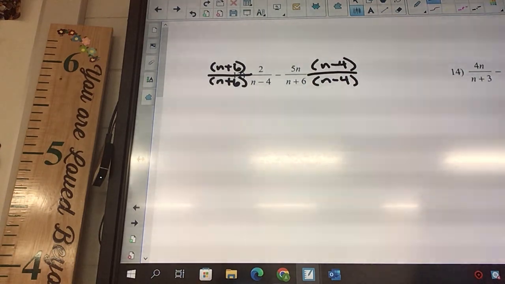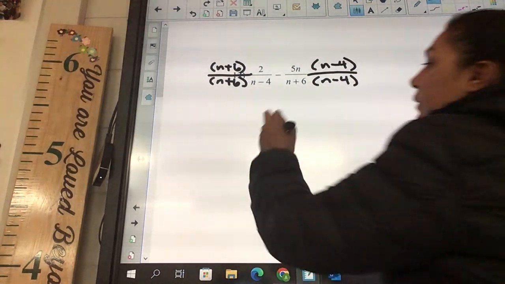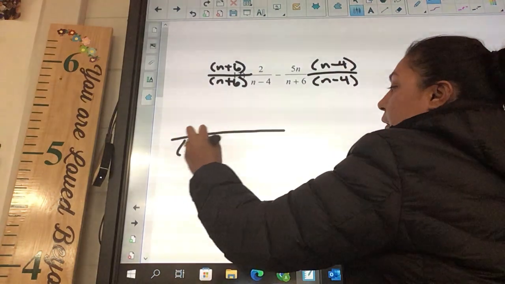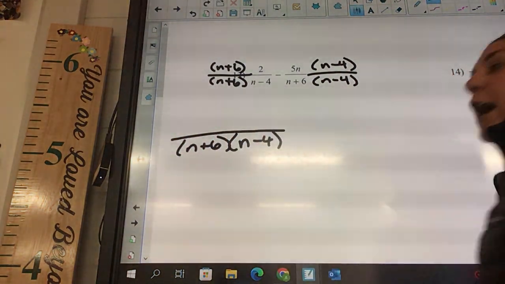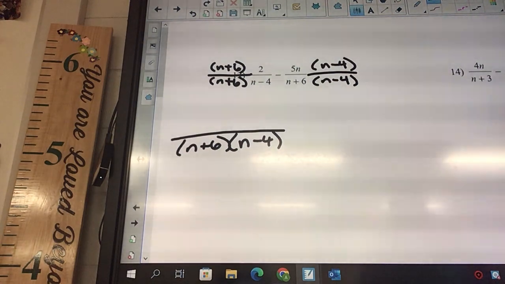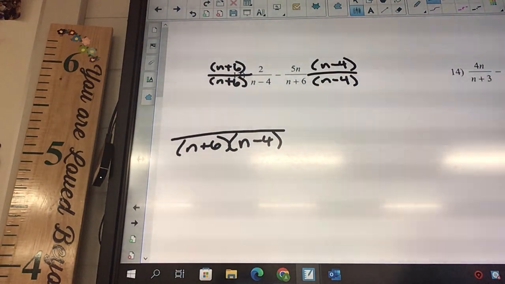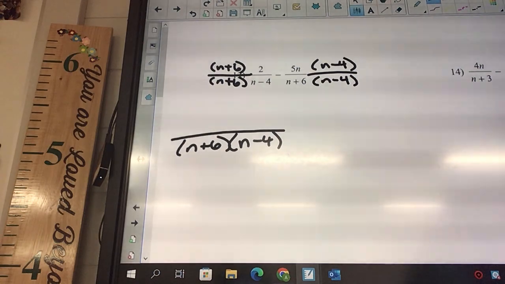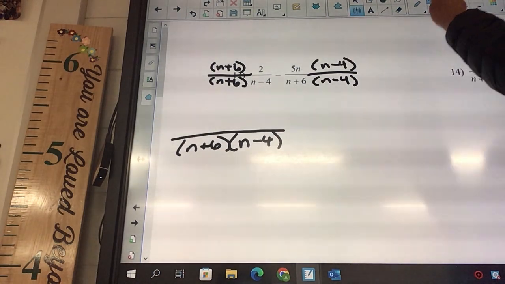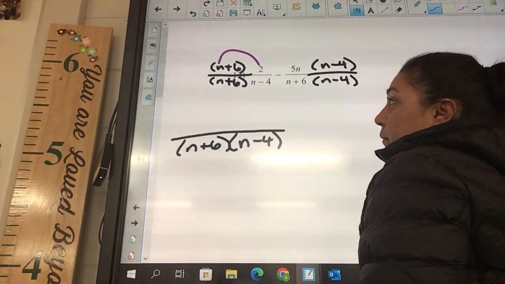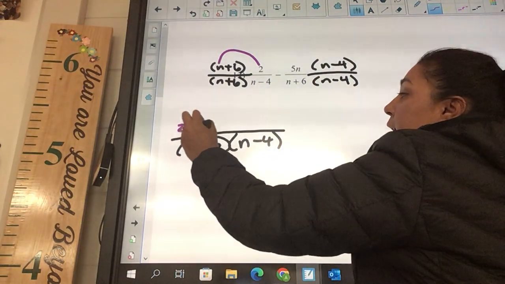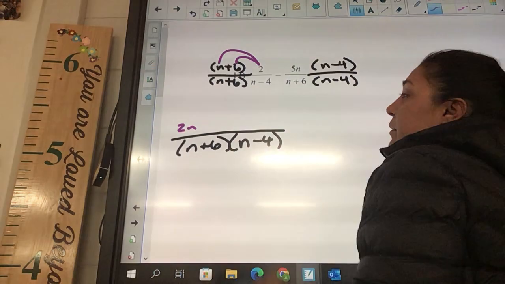What is going to be our new denominator? N plus 6, n minus 4. What's the other option for the denominator? Minus 4 and then plus 6, okay? So again, that order does not matter. For this one, we got 2 times n. 2n. 2 times 6.